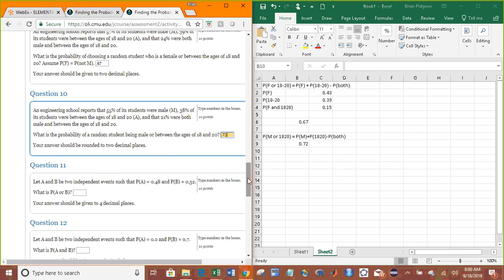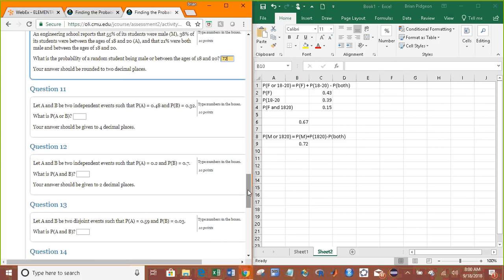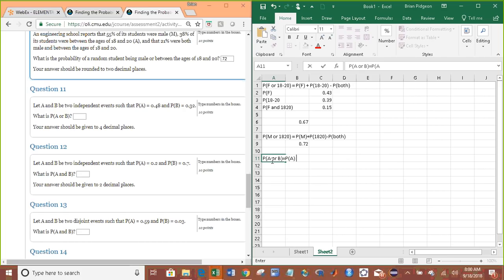All right. Let A and B be two independent events such that the probability of A is 0.48 and the probability of B is 0.32. What is the probability of A or B? Well, same thing as these word problems up here. The probability of A or B is equal to the probability of A plus the probability of B minus the probability of both A and B. I'll write it down.